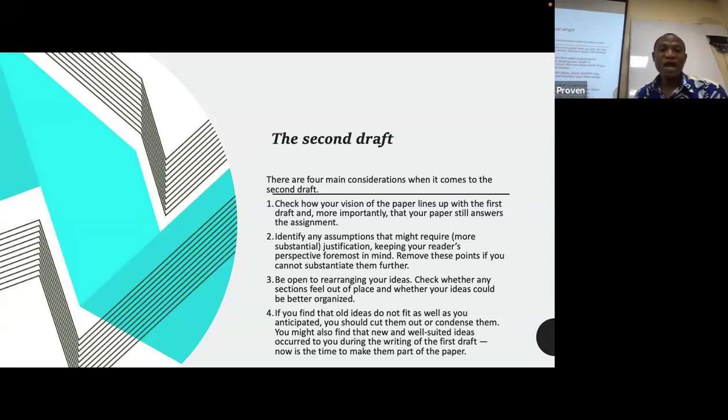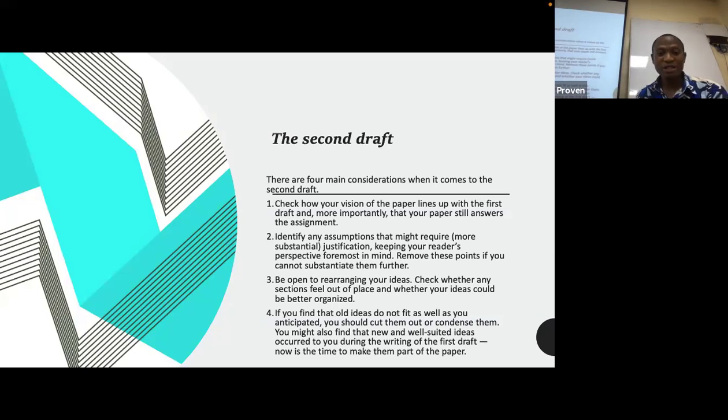And then be open to rearranging your ideas. In the second draft, be open to rearranging your ideas. Maybe that's where you realize that in the introduction, the fourth paragraph should have been the second paragraph. So you should rearrange it, and then check whether any section feels out of place, and whether your ideas could be better organized. So in the second draft, you read generally with a very open mind, trying to get to the end and see whether the whole paper is making sense or whether you may need to rearrange it so that it is organized well.